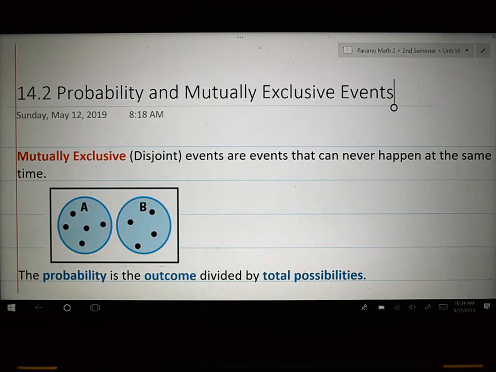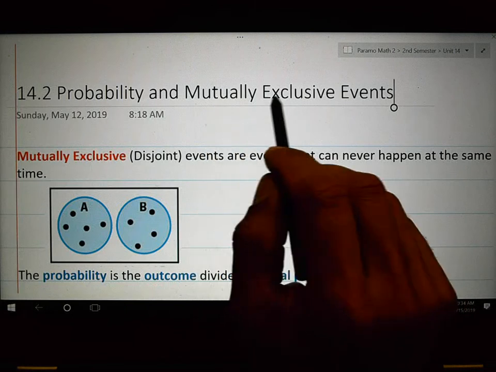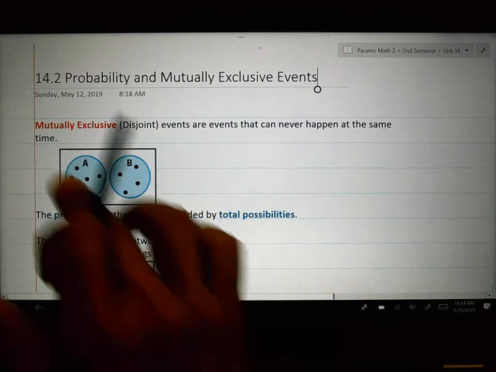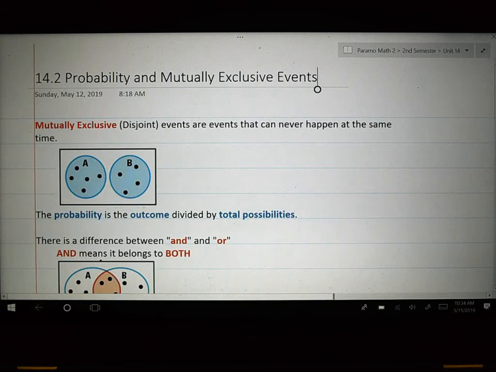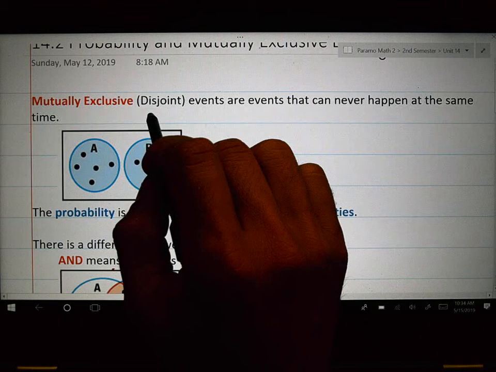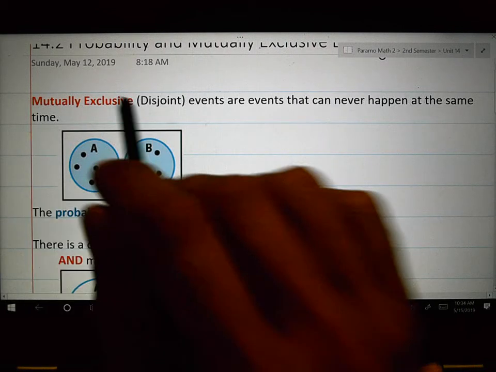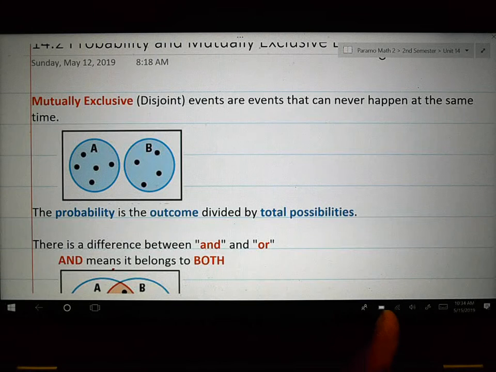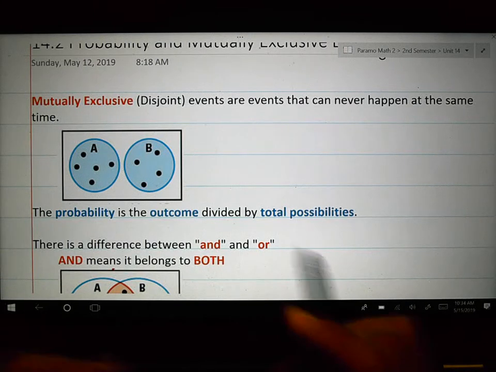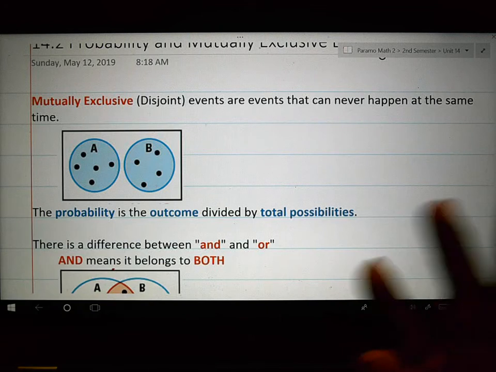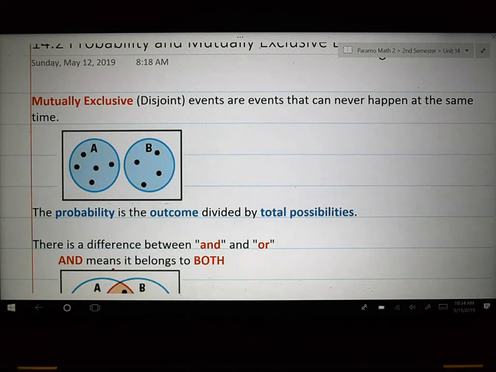In section 2 of unit 14, we're going to be talking about mutually exclusive events. As a matter of fact, those are the first two words that we're going to talk about. The word mutually exclusive, otherwise known as the word disjoint. Those disjoint events or mutually exclusive events are ones that can never happen at the same time. You're either in this group or you're in that group. Like, you can't be in both groups at the same time.